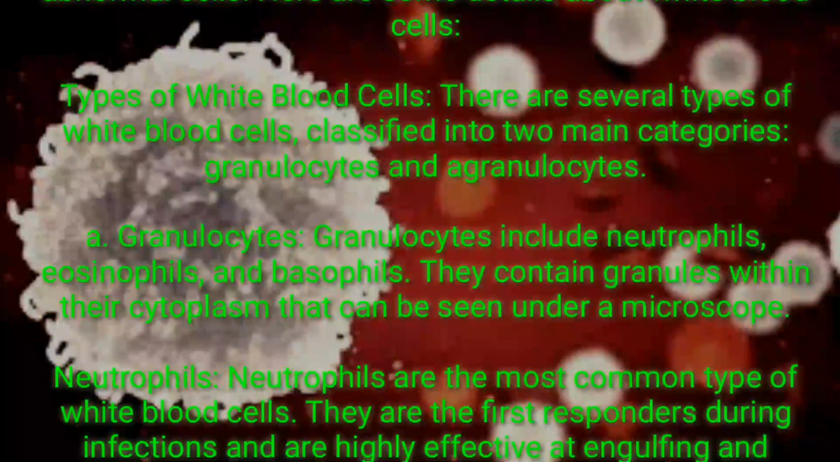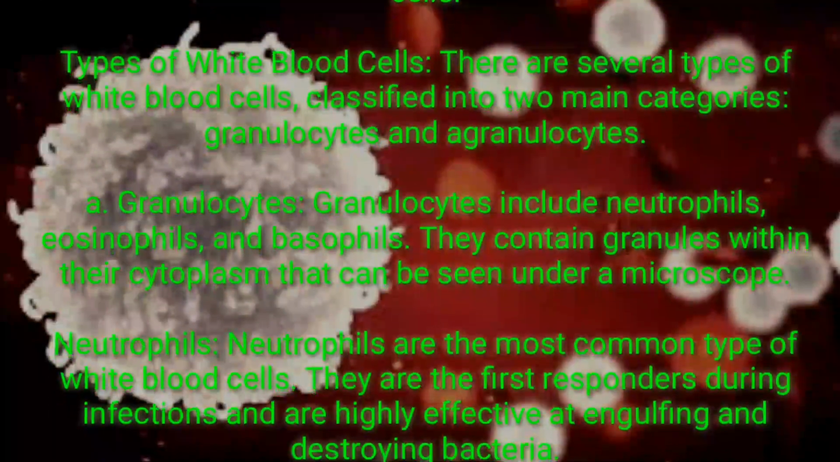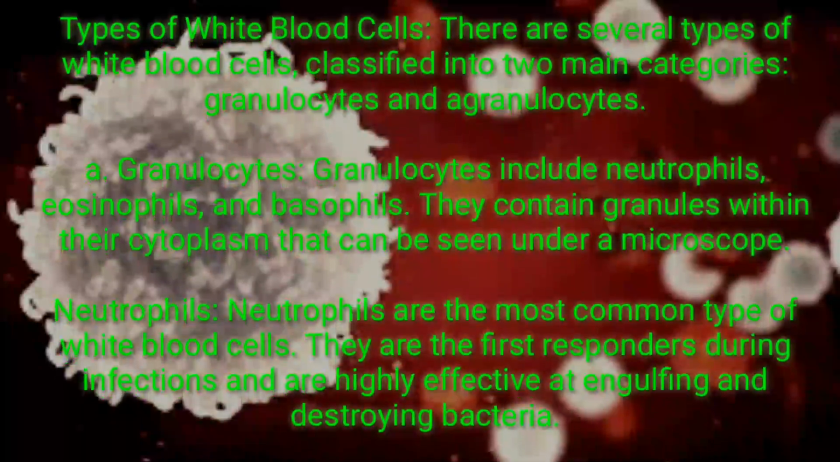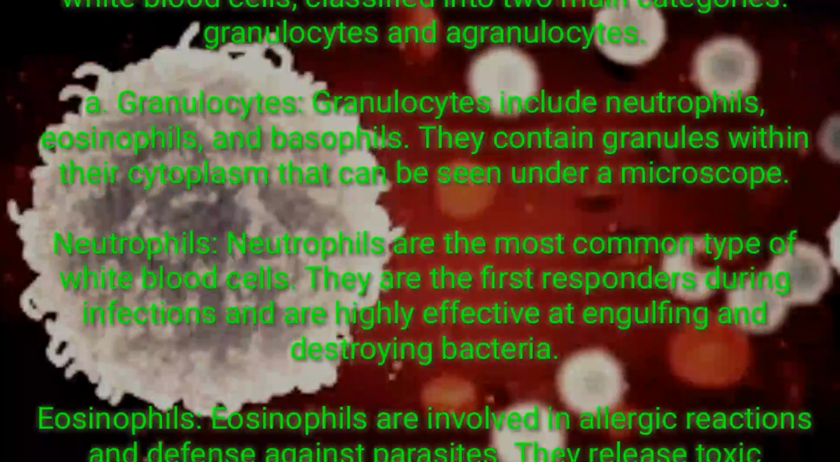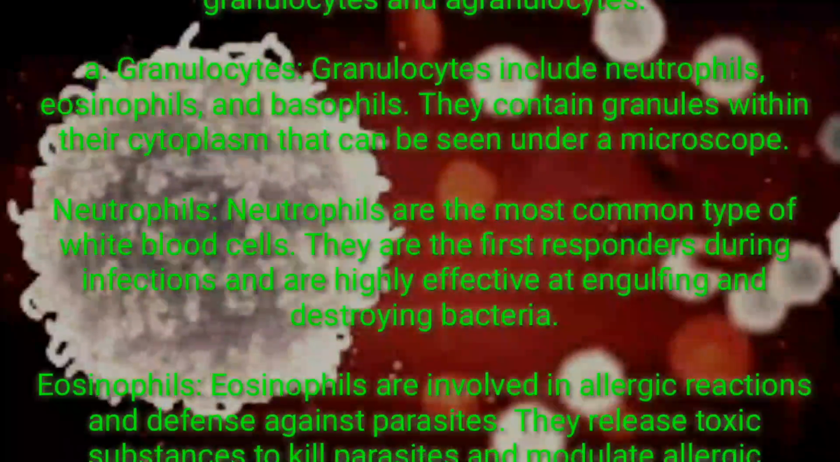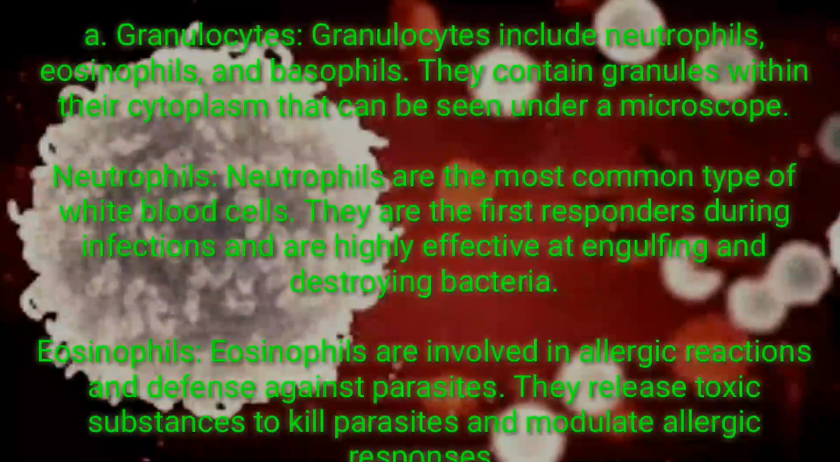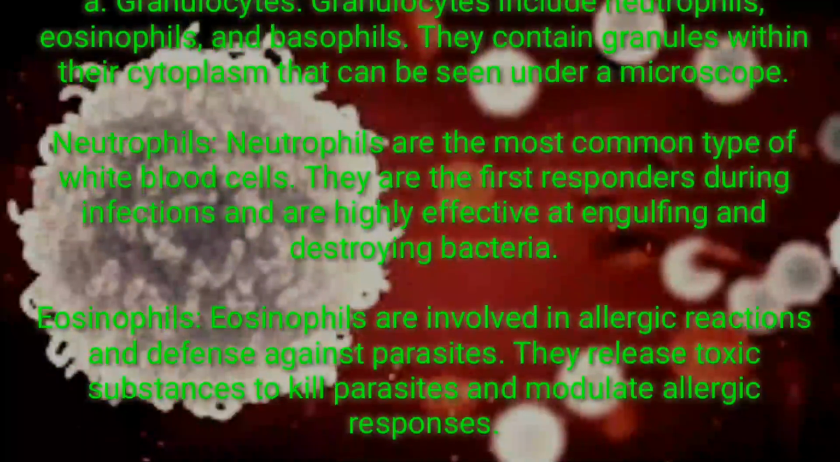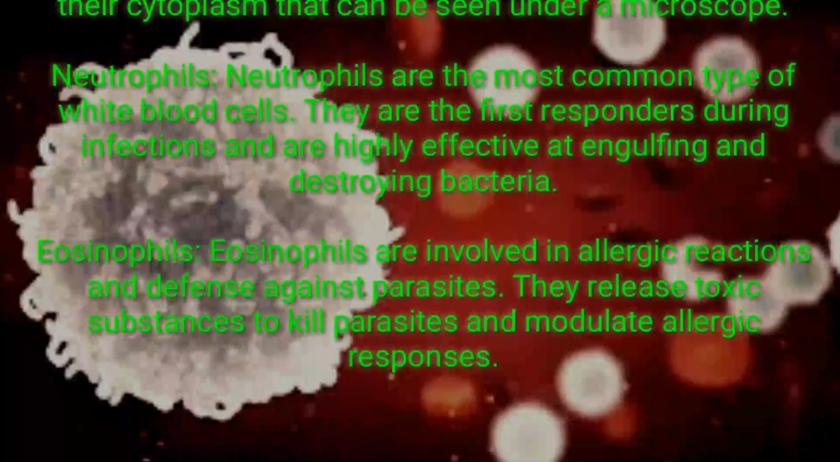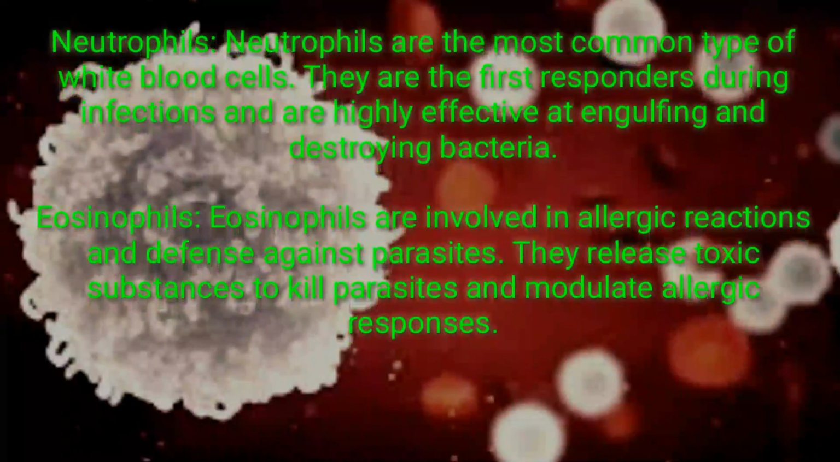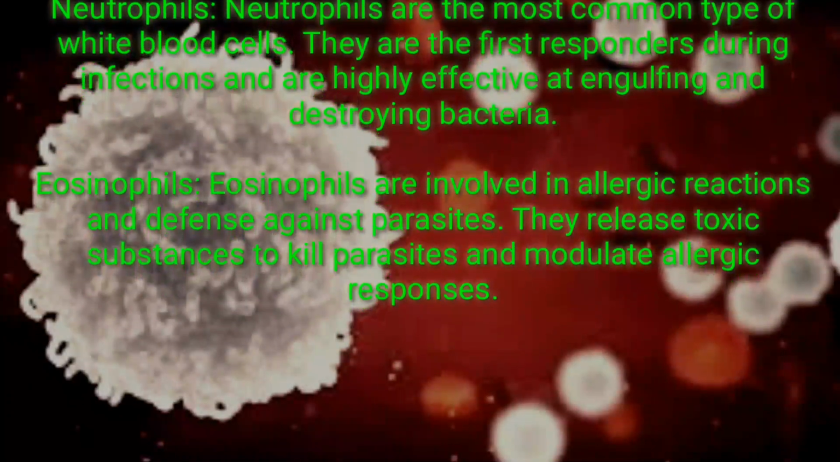Number 1. Neutrophils. Neutrophils are the most common type of white blood cell. They are the first responders during infections and are highly effective at engulfing and destroying bacteria. Number 2. Eosinophils. Eosinophils are involved in allergic reactions and defense against parasites. They release toxic substances to kill parasites and modulate allergic responses.